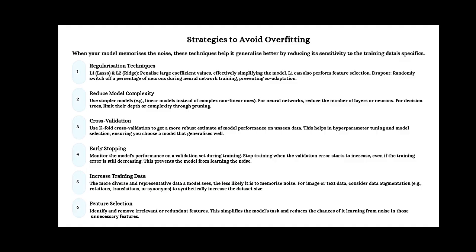Then cross-validation. Using k-fold cross-validation to get a more robust estimate of how our model will perform on unseen data. This is crucial for hyperparameter tuning and selecting a model that is truly generalized. Then early stopping.